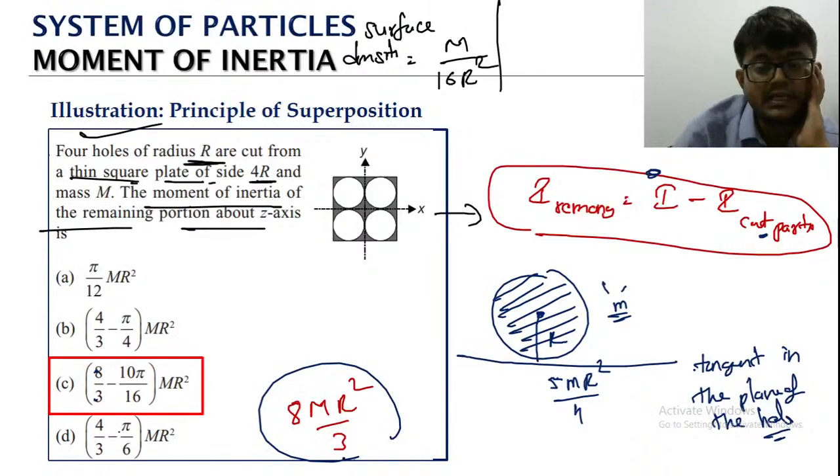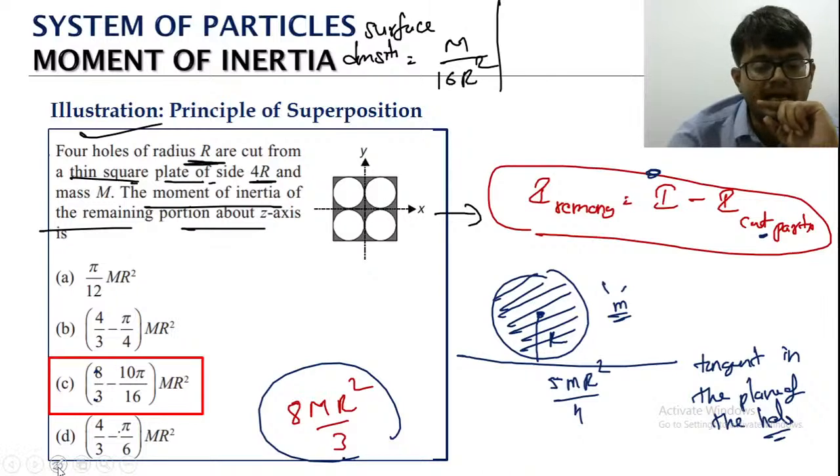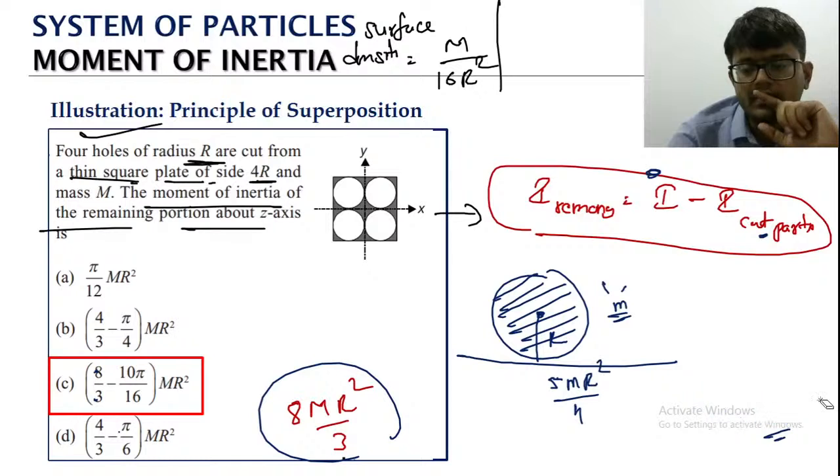Where does this come from? The parallel axis theorem. The moment of inertia of the disc about the tangent which is in the plane is 5 by 4 mr square. How this comes, you can check. We have to use the parallel axis theorem.